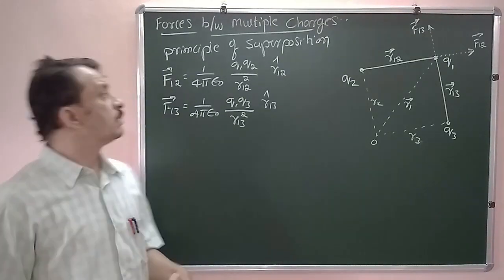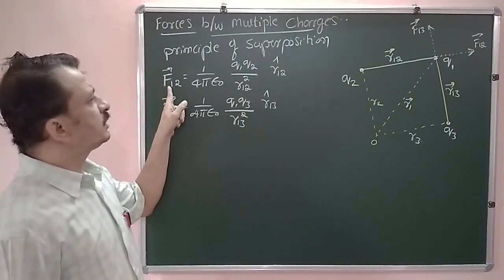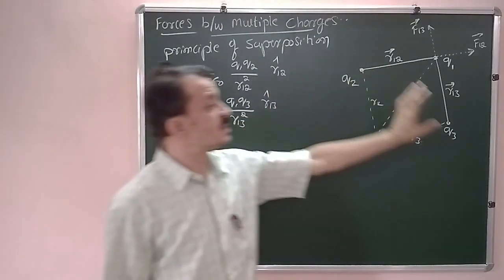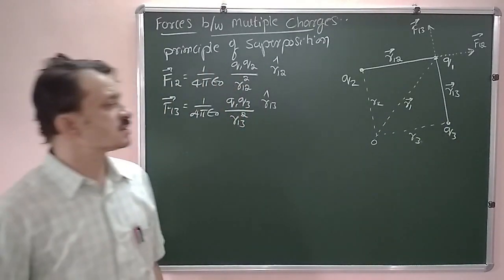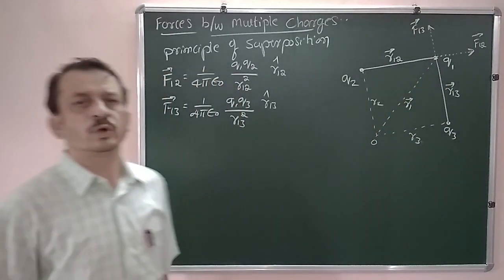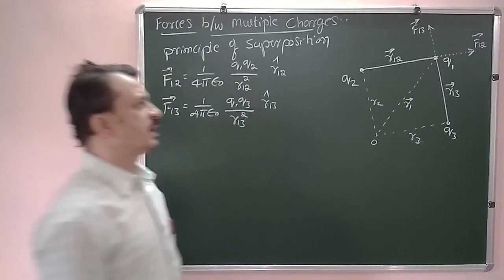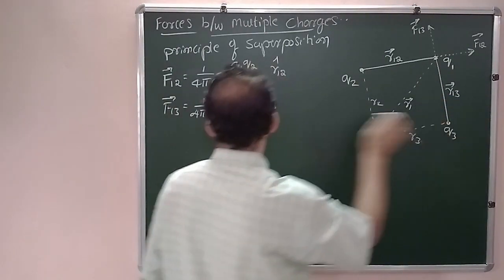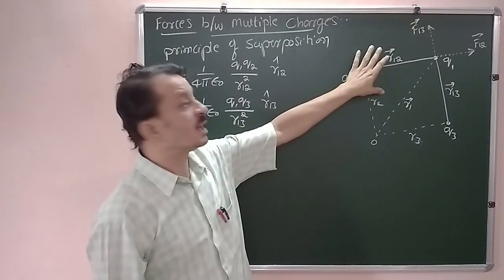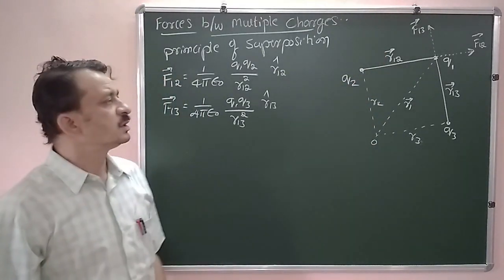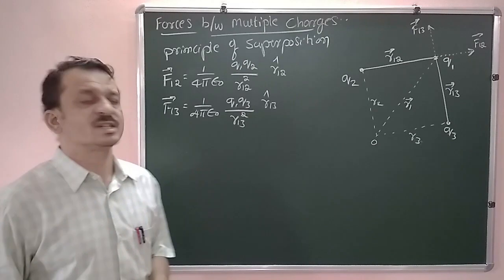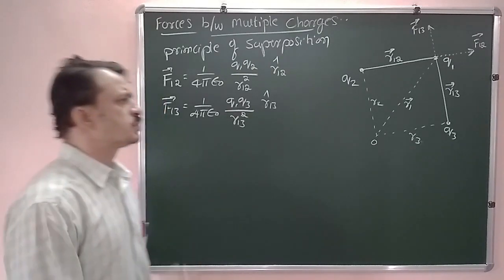Now here one thing you should remember, the force between Q1 and Q2 is not altered by the presence of other charges. The presence of Q3 will not alter the force between Q1 and Q2. It remains the same. Similarly, the force between Q1 and Q3 remains a constant, even if there are other charges around it. The presence of other charges will not disturb the force between any pair of charges. So that is according to the principle of superposition.